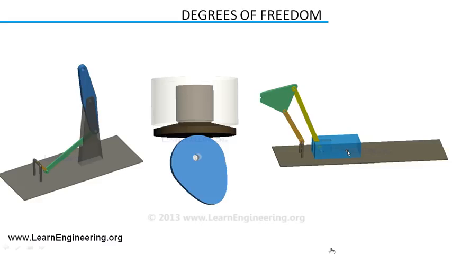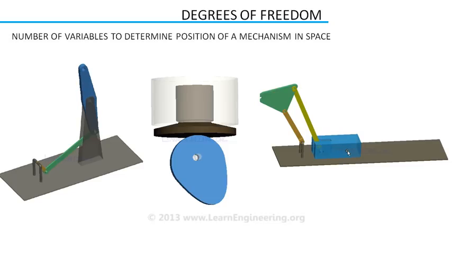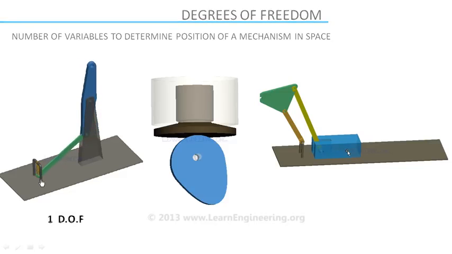Degrees of freedom is one of the most important concepts in kinematics. Which means, how many variables are required to determine the position of a mechanism in space. The position of this 4-bar mechanism could be determined just by knowing the angle or position of one of the members. So degree of freedom is 1.